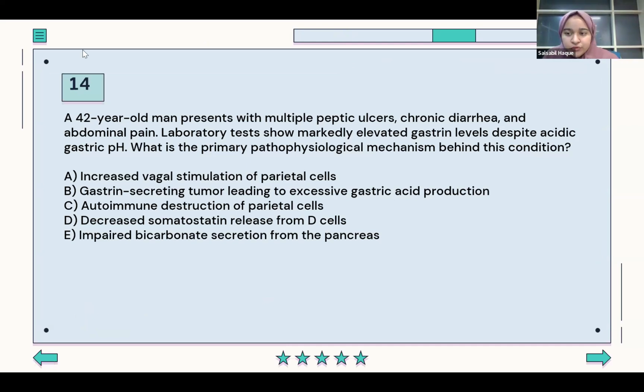Again, if you have any questions, feel free to stop me anytime. Here's the next question. A 42-year-old man presents with multiple peptic ulcers, chronic diarrhea, abdominal pain, and markedly elevated gastrin levels despite acidic gastric pH. What is the primary pathophysiological mechanism behind this condition?